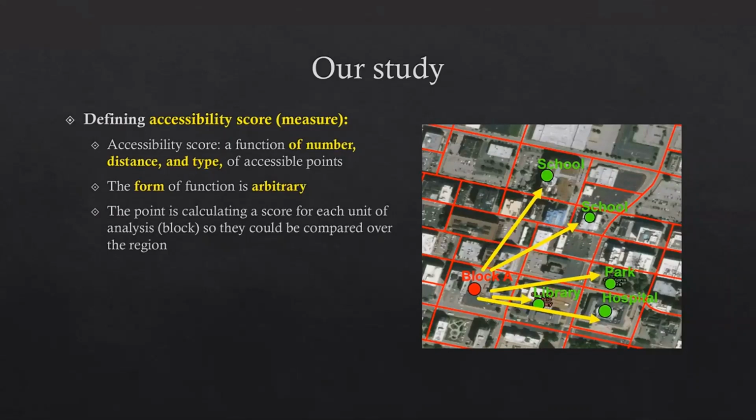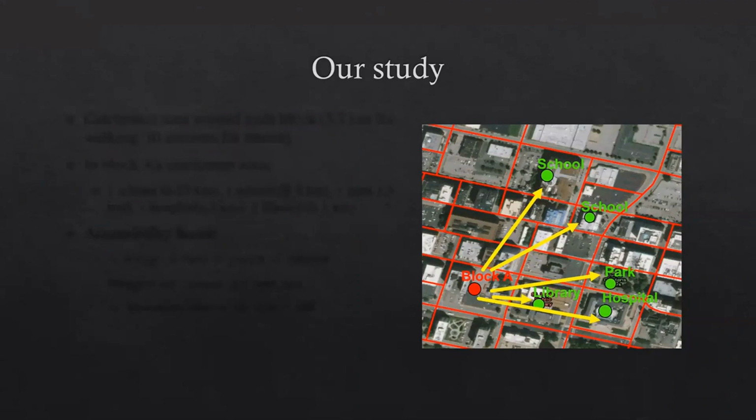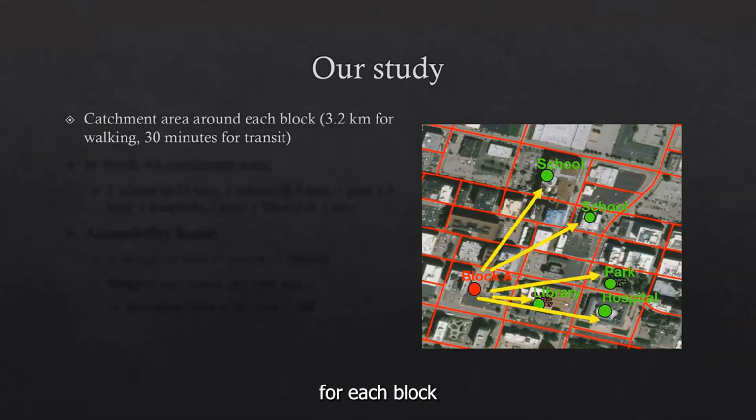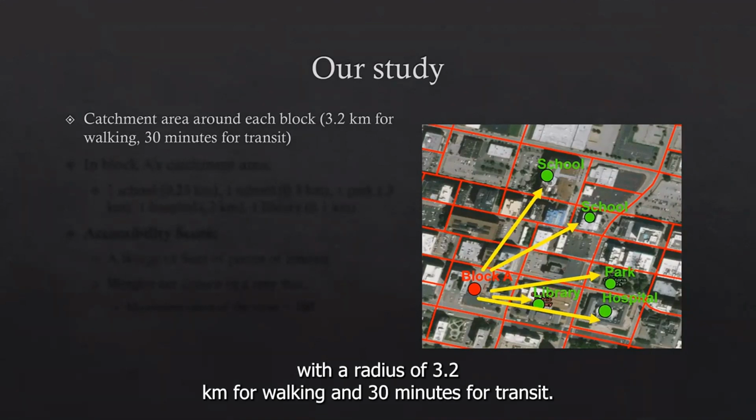So how did we do this in our study? For each block, we defined a catchment area, which was a circle with a radius of 3.2 kilometers for walking, and 30 minutes for transit.